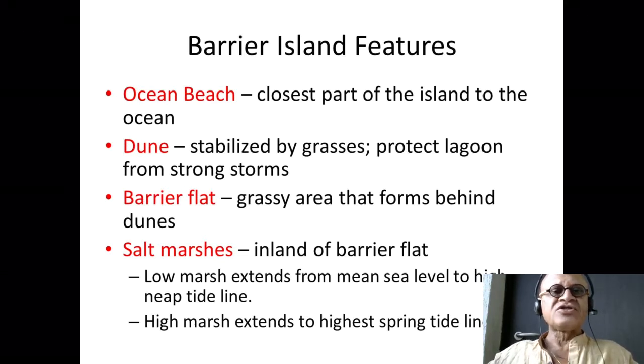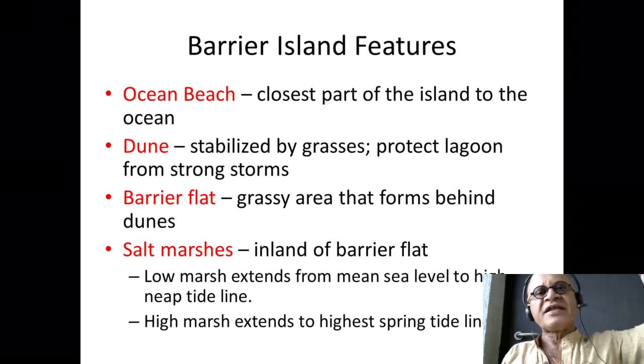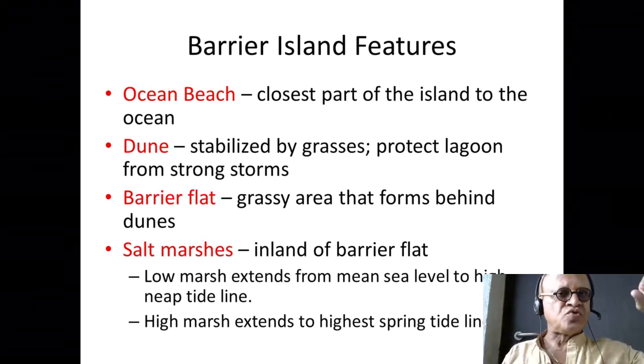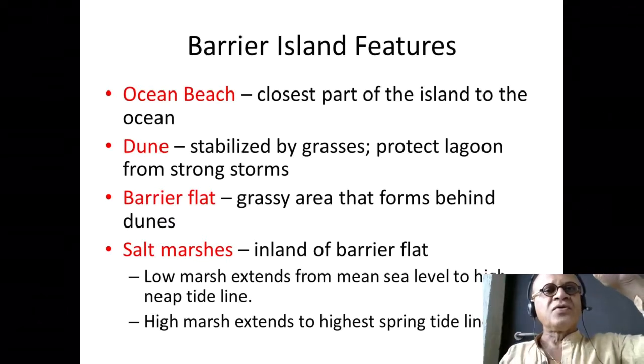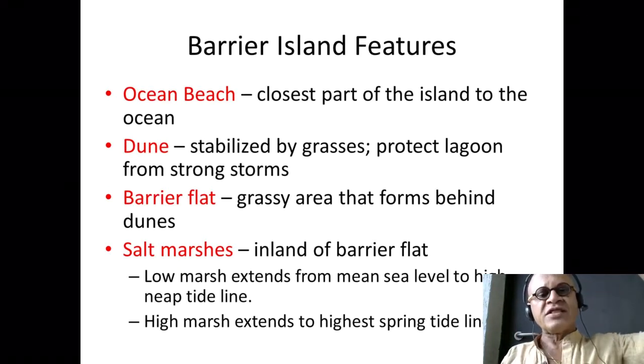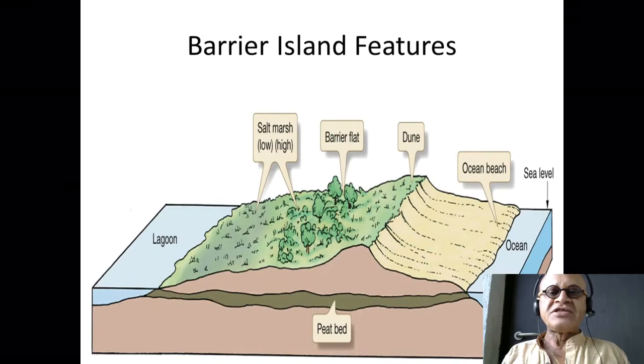It's the closest part of the island to the ocean, and it has a dune, which is a deposition of the wave energy, sand being accumulated. On top of that, it has what is called a barrier flat, where birds can come in and put seeds and so on. Typically a grassy area that forms just behind the dunes in the wind shadow, you can think of it as. And below the barrier flat you get salt marshes, a high salt marsh and a low salt marsh. Again, these are typical expected features, not always exactly the way they are found everywhere.